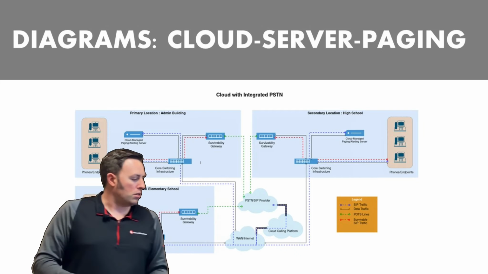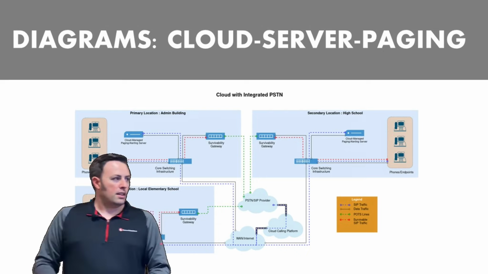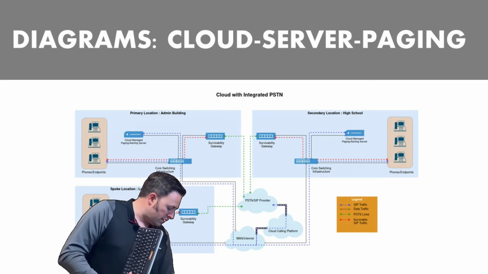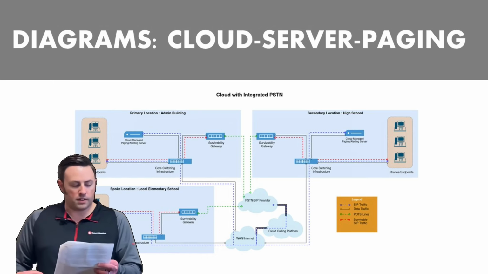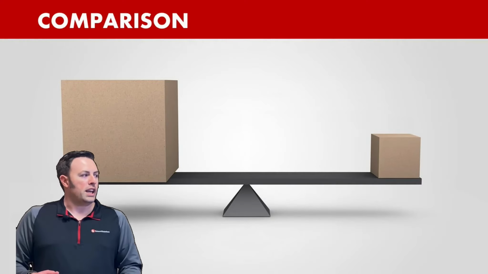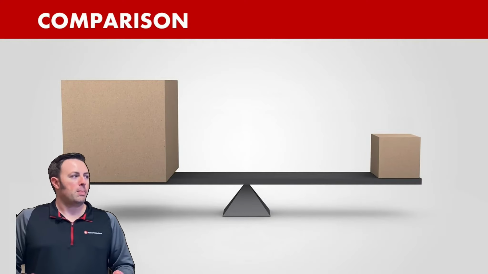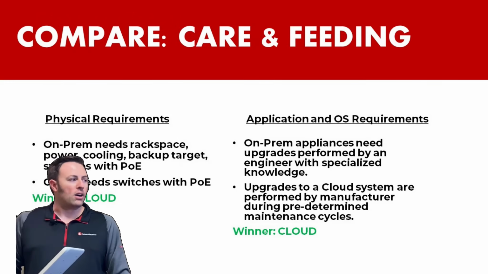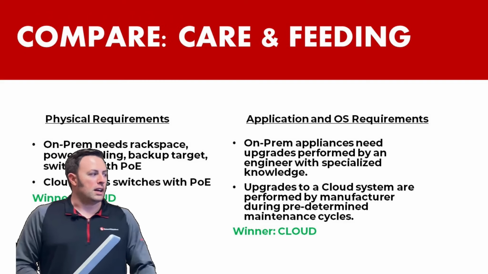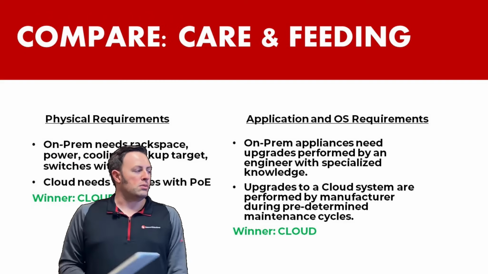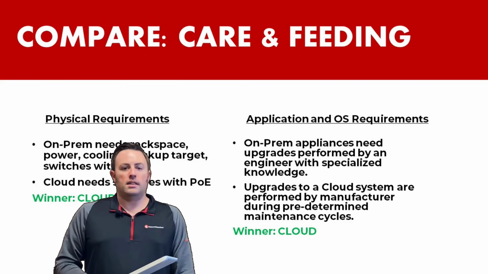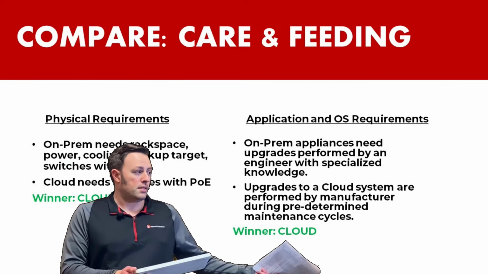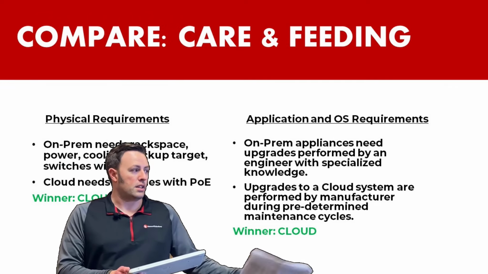Okay, so let's get to the meat of this thing, compare these two, which is essentially the last part of this presentation. So care and feeding of the system. With an on-premise system, these need servers, rack space, power, cooling. Both solutions need switches with PoE, but the obvious lack of gear, I'm going to give this the advantage to the cloud.